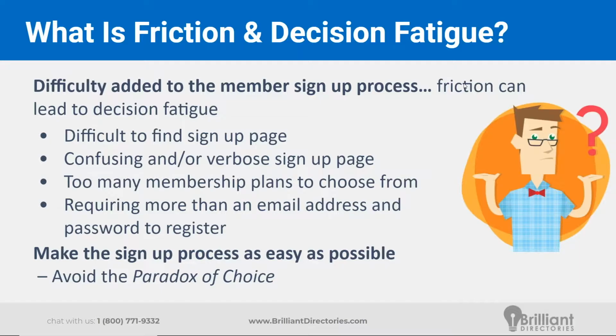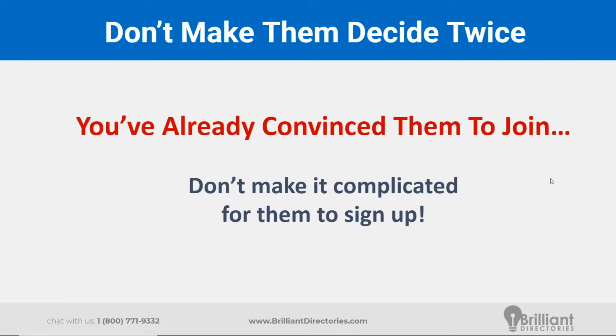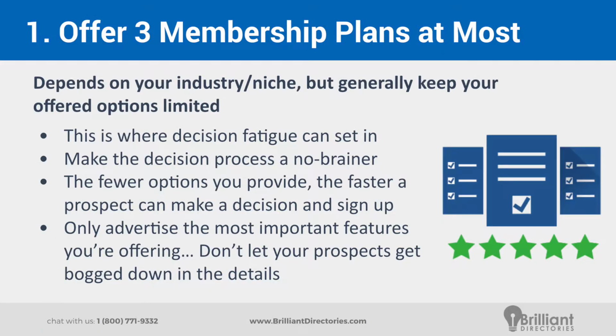Generally, we want to make the sign-up process as easy as possible, and we want to avoid that paradox of choice, which is when we offer too many choices, people might end up not actually making that decision. We've already convinced them to join at this point. They're on our site, they like what they see, they want to sign up, so we don't want to make it complicated for them. Offer 3 membership plans at most.